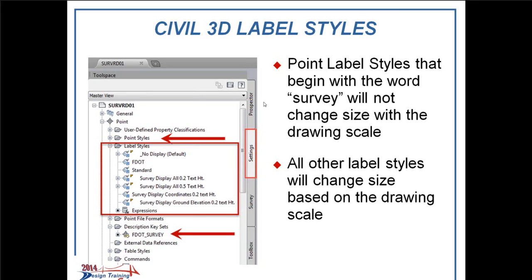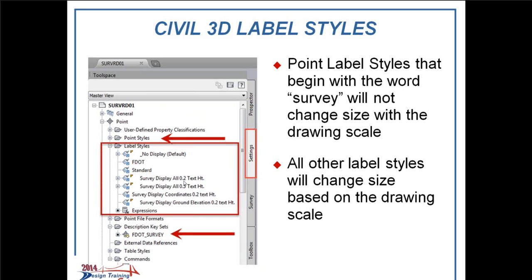So let's talk about Civil 3D label styles for a moment. See, the point label styles that begin with the word survey will not change size with the drawing scale. So if you look under the point labels and the label styles, you'll see a few that start with survey.